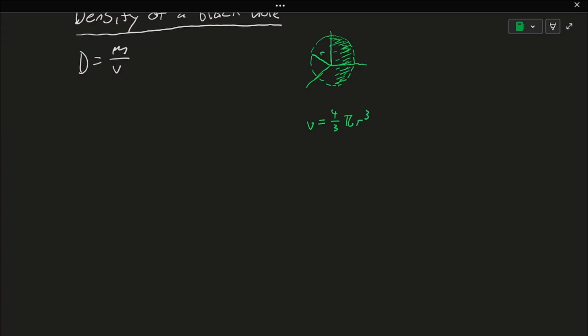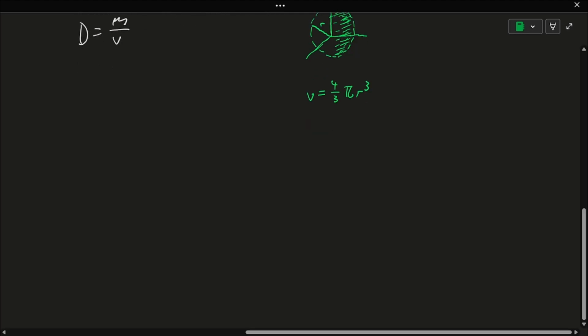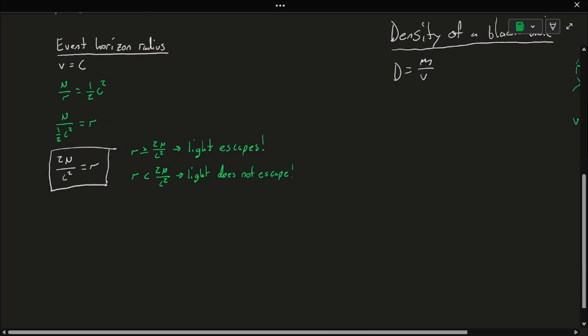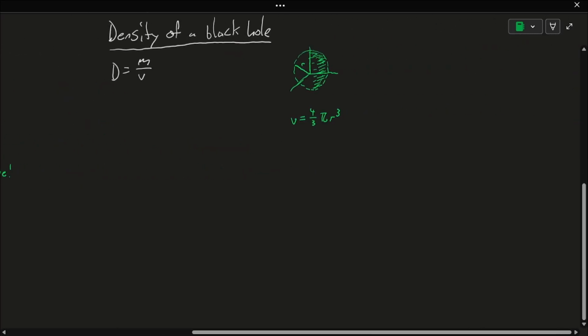Slight side note, there's a really cool derivation for this that uses integrals. Strongly recommend looking at that. That was kind of fun to do. Anyways, a little side note. But we actually know R, right? Because we calculated it with our event horizon radius over here.